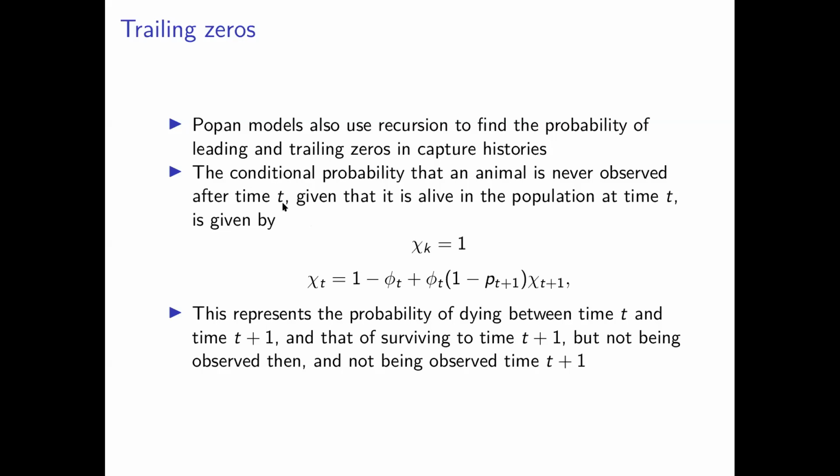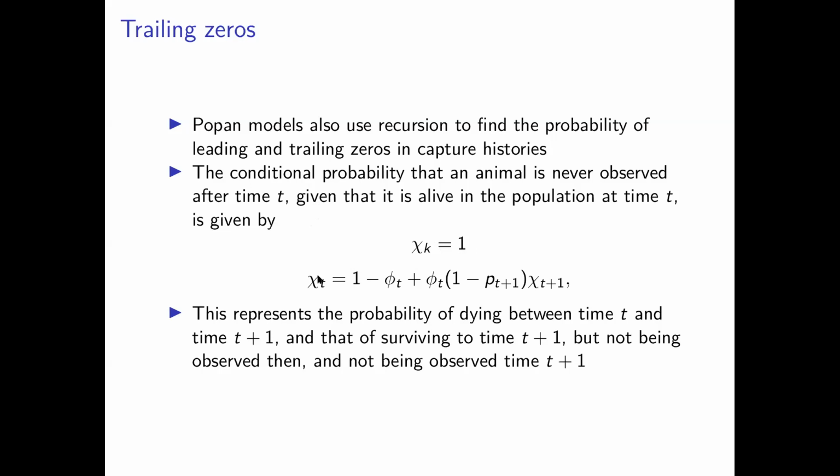The probability that you never observe the animal again is given by this recurrence relation. So the base case now is the last occasion in the study, so survey number K. So if you see the animal for the last time in the last survey, then you can definitely never see it again. So the probability of not seeing it again is 1.